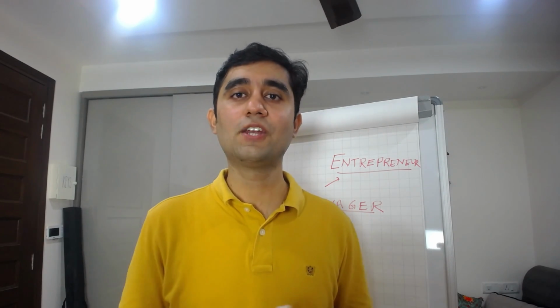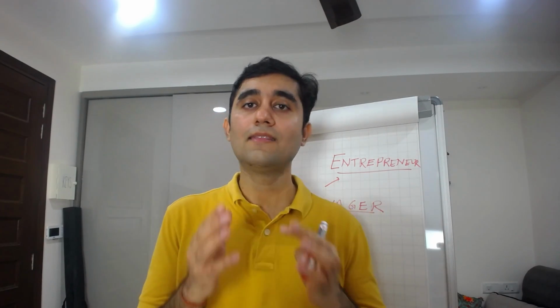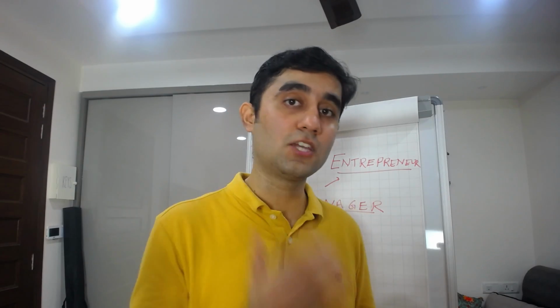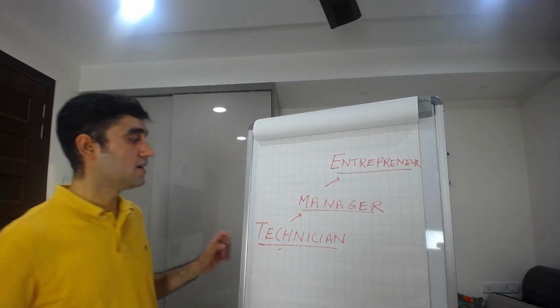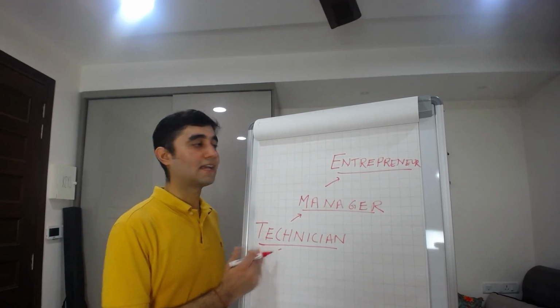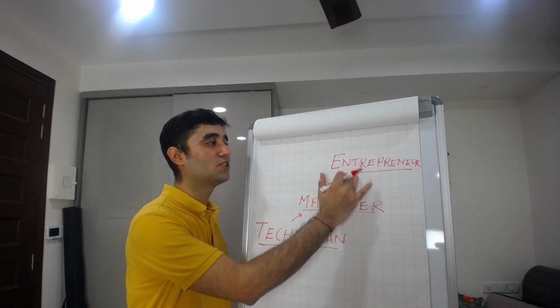Hi guys, I'm Keval Kishan, India's leading business automation coach. And in this lesson, I'm going to tell you three stages of a business owner's life and how you can scale actually from stage one to stage three. So here are the three stages, guys. The first stage is technician, second stage is manager, and third stage is entrepreneur.